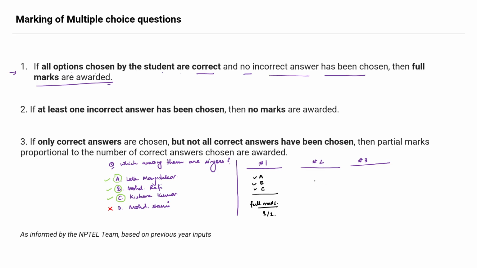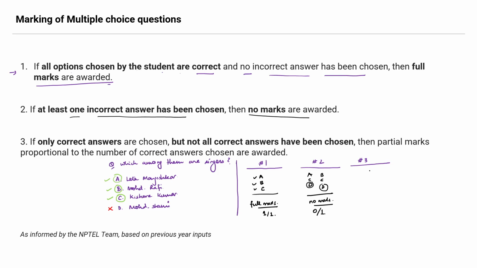So, if it's a question of 1 mark, I'll get 1 out of 1. Right? Now, let's take scenario 2. If at least one incorrect answer has been chosen, then no marks. What does it mean? I selected A, I selected C, and I selected D. I selected B, C, D. So in each of these, I have selected D as an incorrect response. So I'll get no marks, which means I'll get 0 out of 1.